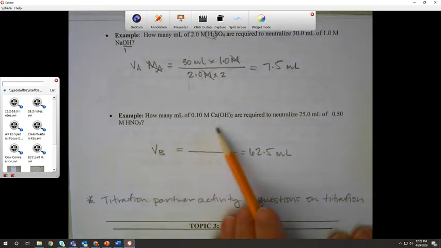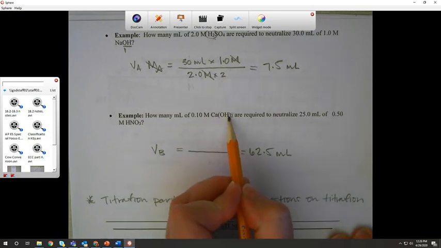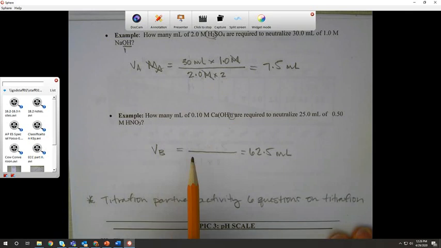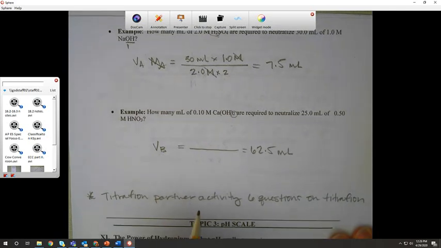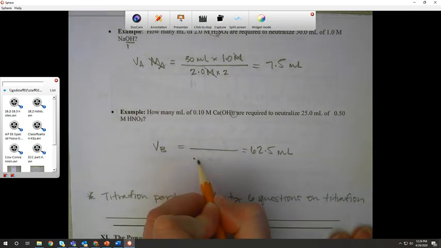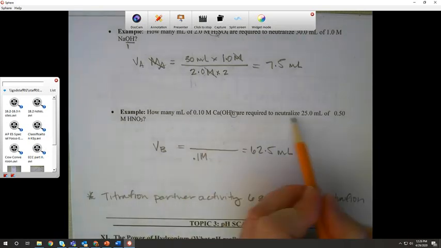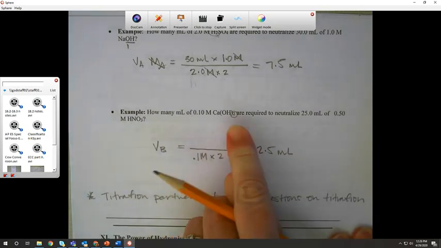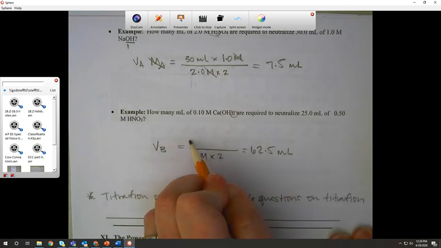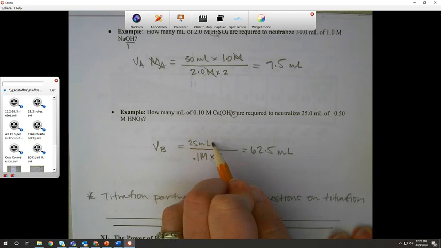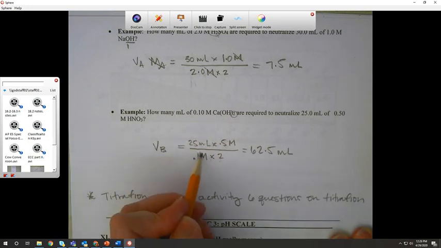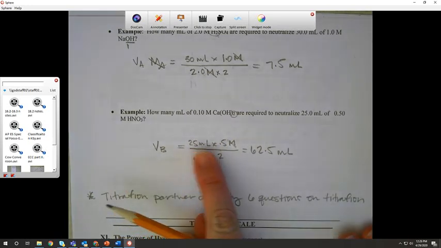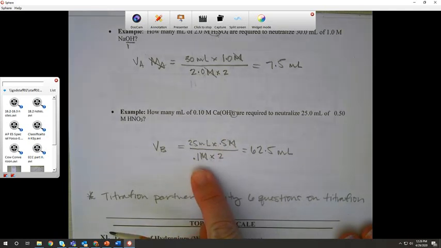And then this one, we have 2 on the hydroxide side. But we want to know the volume of our base. So we're going to put 0.1 on the bottom and times 2 for the 2 hydroxides, and then 25 on the top, and then 0.5 molarity on the top. So our molarities cancel, and then we just take 25 times 0.5 divided by 0.1, and then divide it again by 2. Or you can multiply these together and then divide.